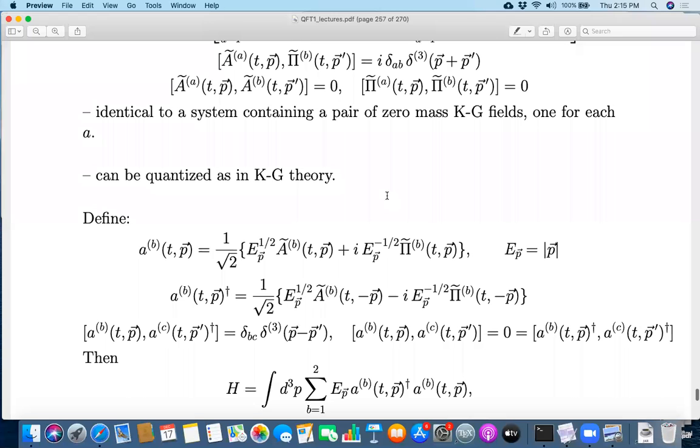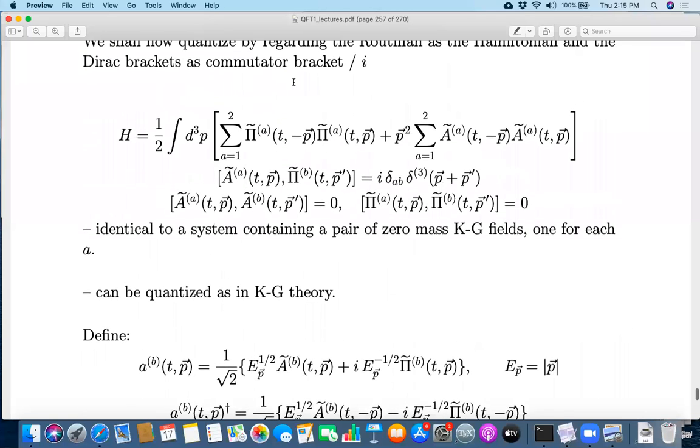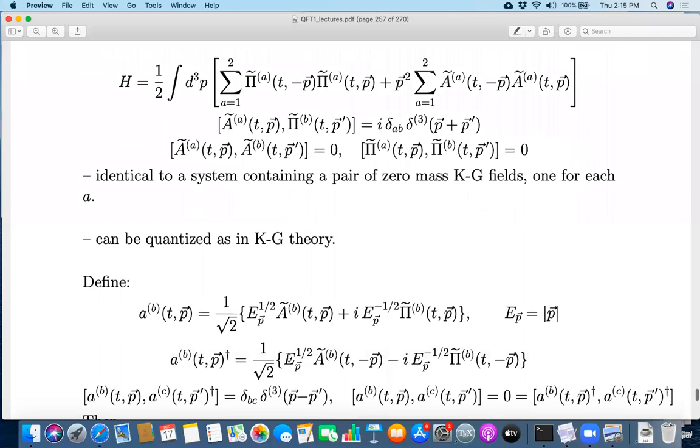So now we are going to quantize it. Okay, so we have already quantized it. But now we are going to proceed exactly as in Klein-Gordon theory. So we'll introduce our annihilation and creation operators. But this time, one annihilation operator for every B. It means that there should be two different kinds of annihilation operators, which are denoted by A_B, labeled by B and p. This is exactly the same as what we had for Klein-Gordon theory.